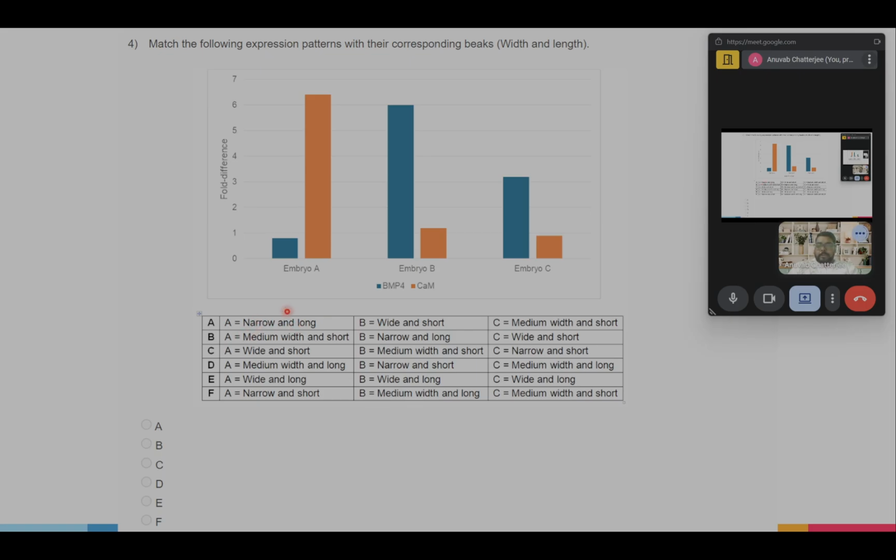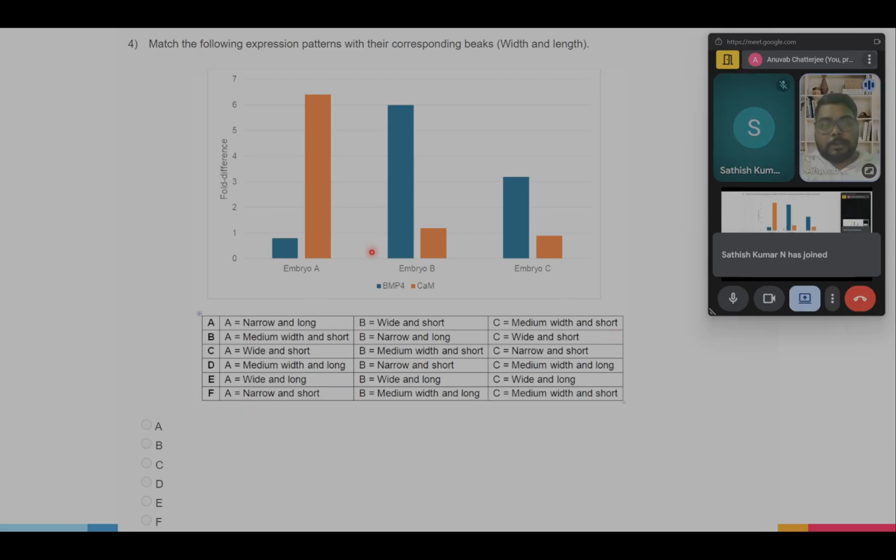For example, option A says that embryo A will have a narrow and long beak, embryo B will have a wide and short beak, and embryo C will have a medium width and short beak. I will give you a moment to figure this one out, and try to answer how exactly the expression of BMP4 and calmodulin might affect the beak in these finches. You have only one correct option here, A, B, C, D, E, F, and I will give you a moment to try and figure this out.